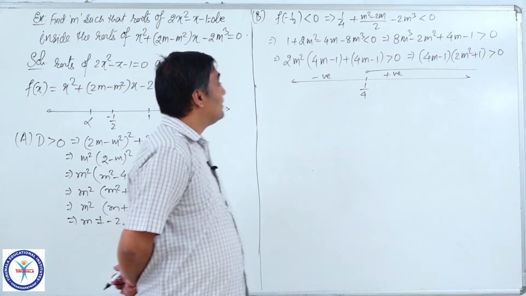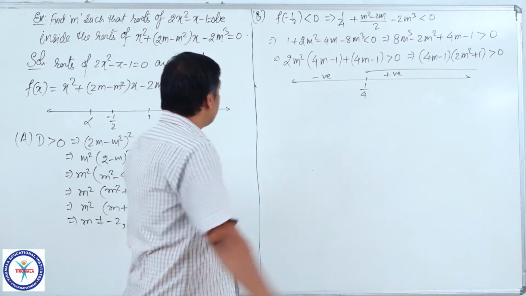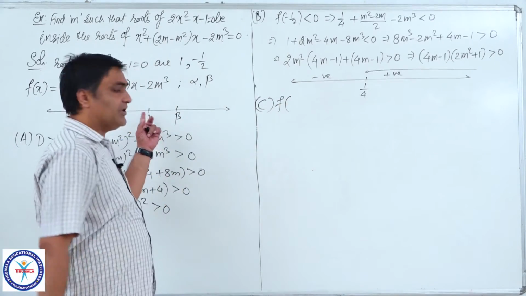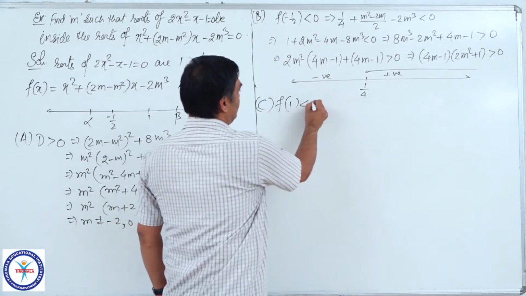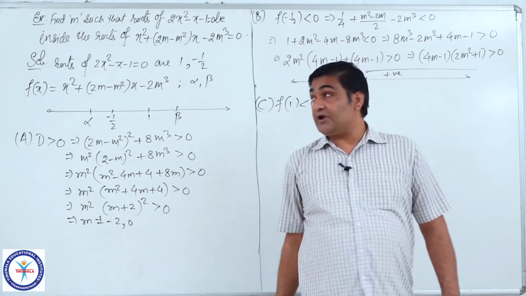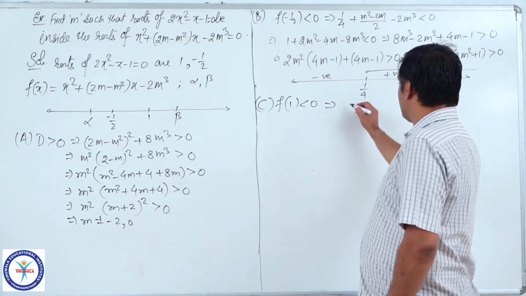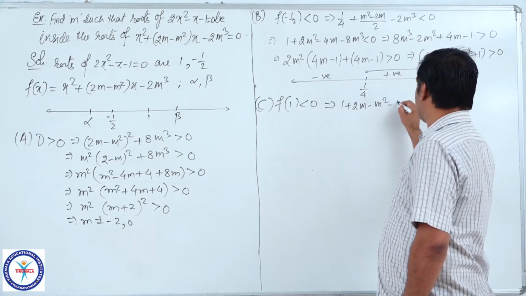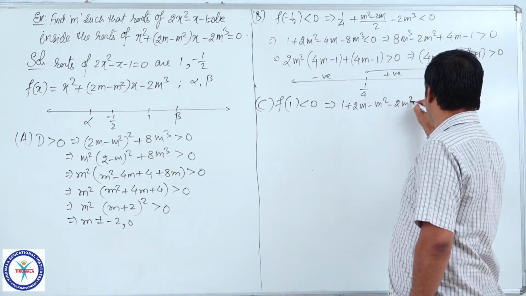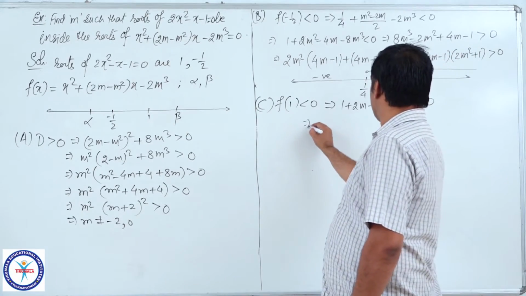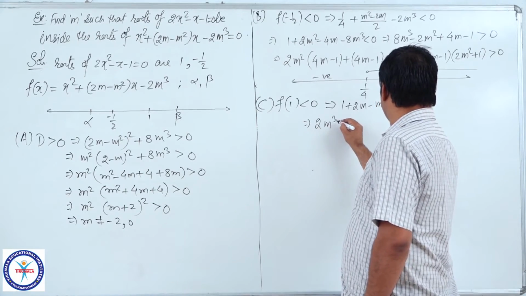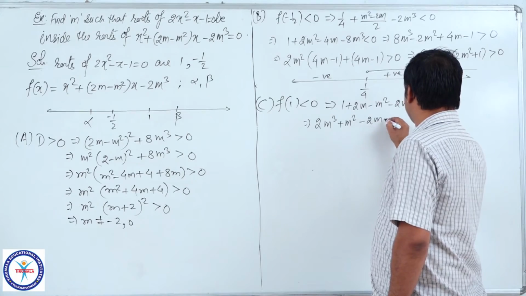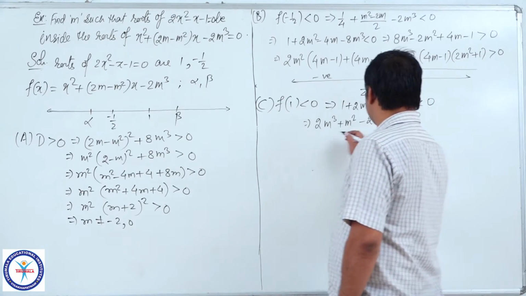from f of minus 1 by 2 less than 0. The other condition is f of 1. 1 is also lying in between the roots. And what is f of 1? 1 plus 2m minus m square minus 2m cube less than 0, or 2m cube plus m square minus 2m minus 1 greater than 0.